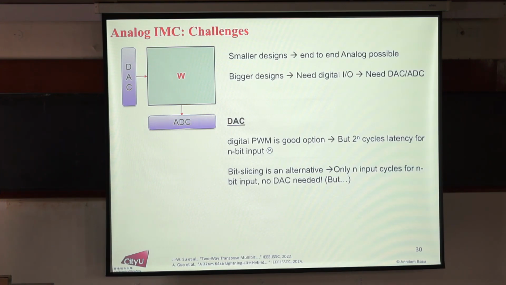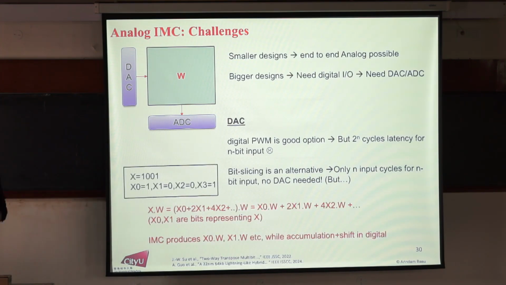So a useful way people have devised to get around this problem is called bit slicing. Okay? Bit slicing. This requires only n input cycles for an n-bit input. No DAC is needed. So that seems good, right? So there's a but, and the but will come later. Okay, so what I mean by that is something like this. Suppose I'm doing x dot w. Think about representing this number x in its binary format. So x0 plus twice x1 plus 4 times x2 and so on, right?